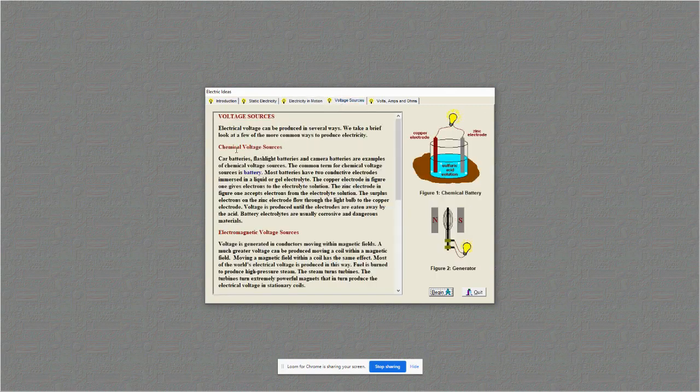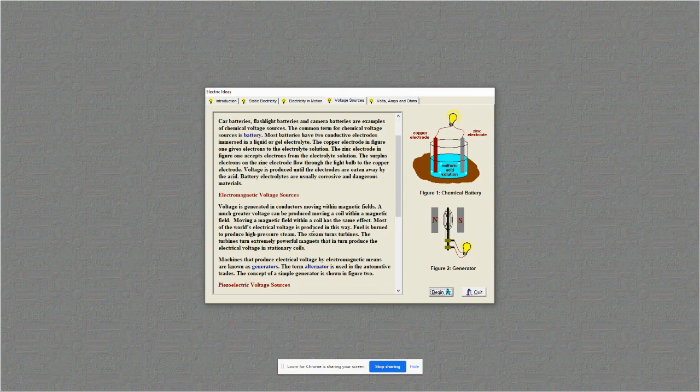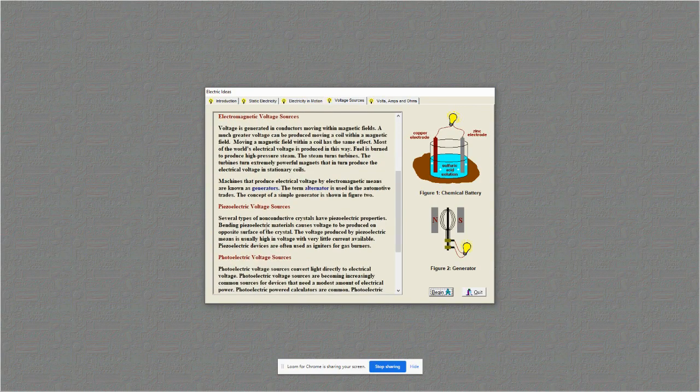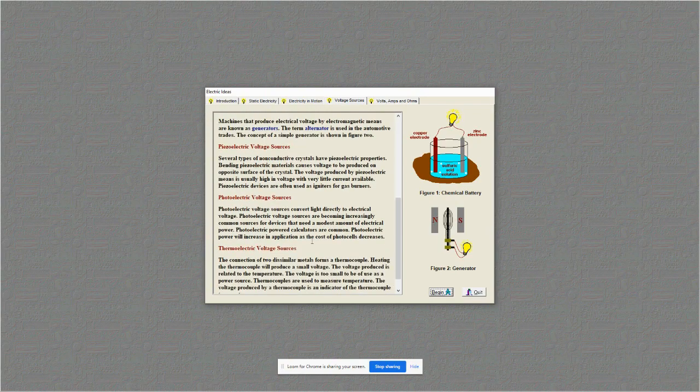The methods of producing electricity: you have chemical sources, that's batteries. Electromagnetic, those are your generator stations. Piezoelectric, which is vibrating to create it. Photoelectric, which is your solar power, and thermoelectric, converting it from heat or cold.